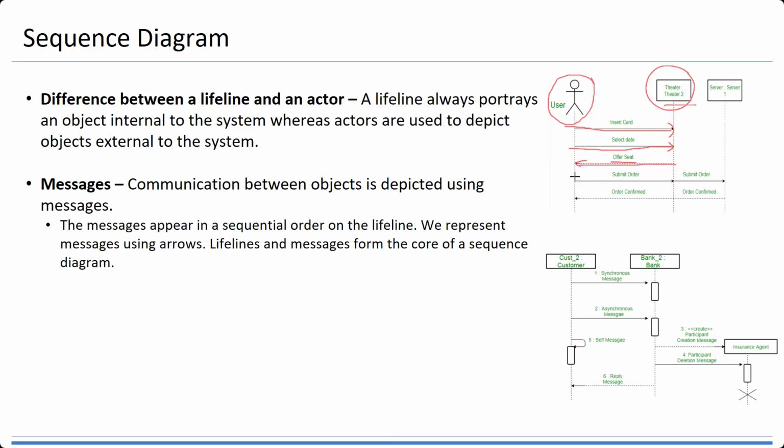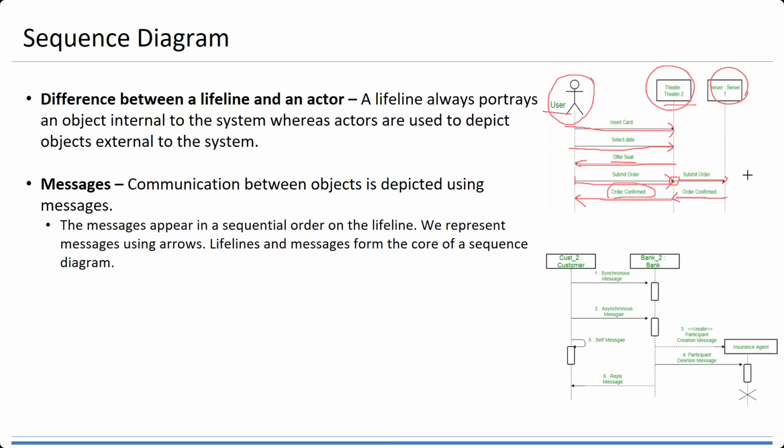After the user selects, then the user can submit the order. Once the user submits the order, the system will connect to, for example, a database or the server, and the server gives the confirmation, and the system will give the order confirmation information to the user.